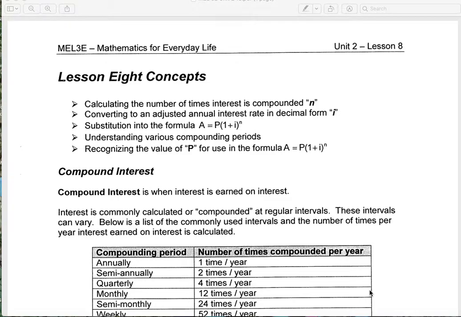Concepts include calculating the number of times interest is compounded, so N, converting to an adjusted annual interest rate in decimal form, which is I, substitution into the formula A equals P times 1 plus I to the exponent N, understanding various compounding periods, and recognizing the value of P for use in the formula A equals P times 1 plus I to the exponent N.